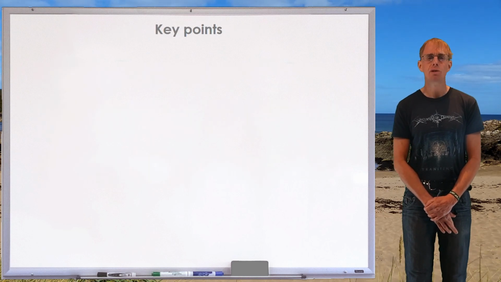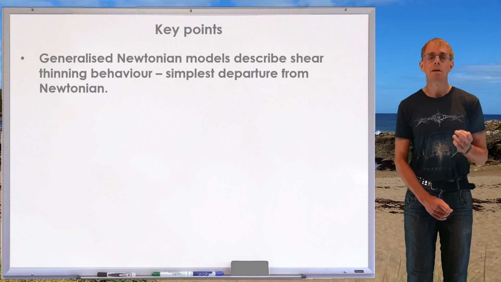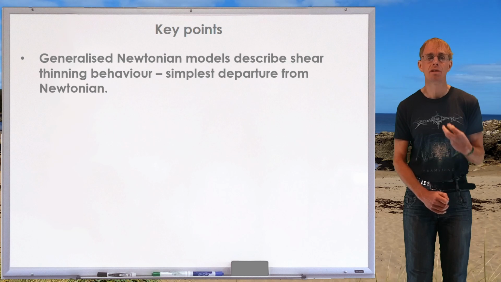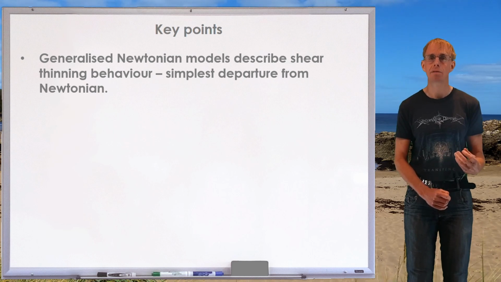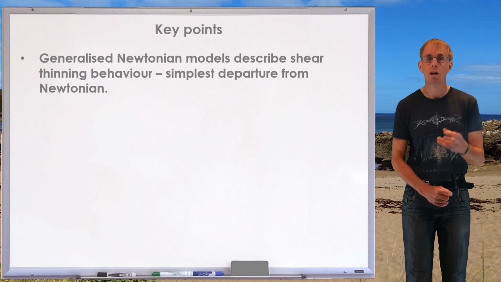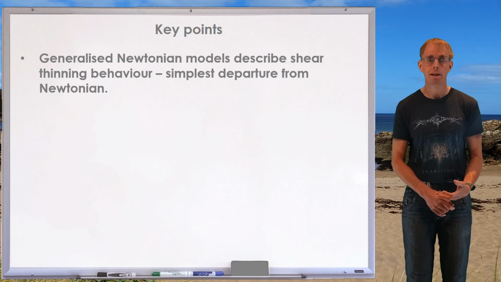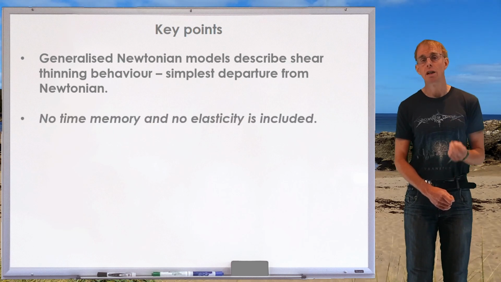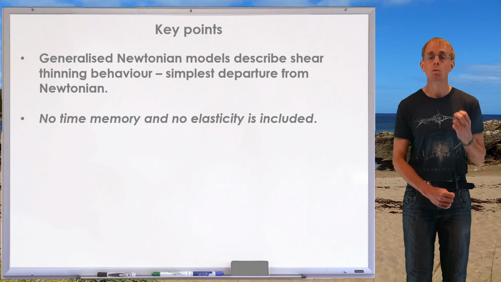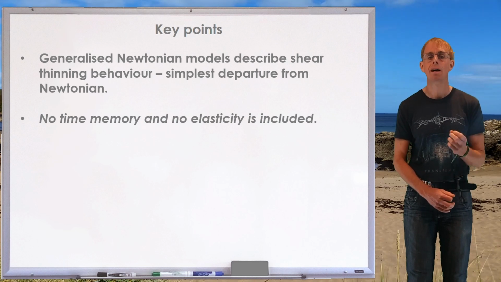So let's summarize a few key points here. Generalized Newtonian models describe the departure from Newtonian behavior. The power law model, for example, is the simplest departure from Newtonian behavior. Newtonian behavior being that you have constant viscosity as a function of shear rate, whereas generalized Newtonian models describe shear thinning behavior. Remember, crucially, that generalized Newtonian models do not include elastic effects. They also do not include any time-dependent effects, such as stress buildup and stress decay.